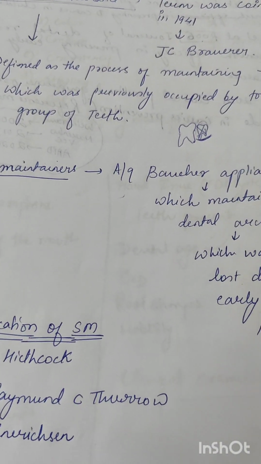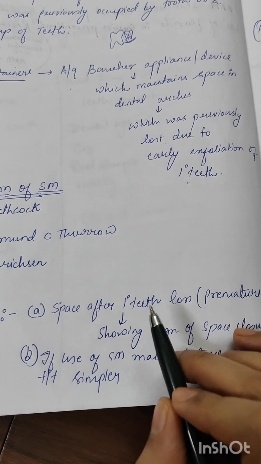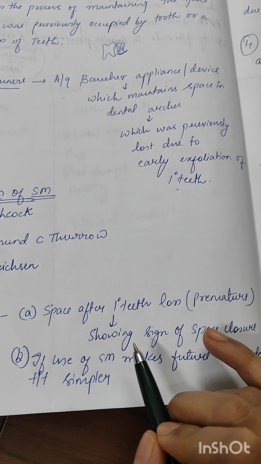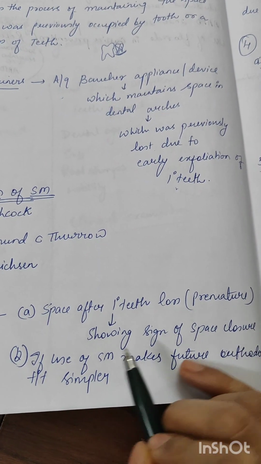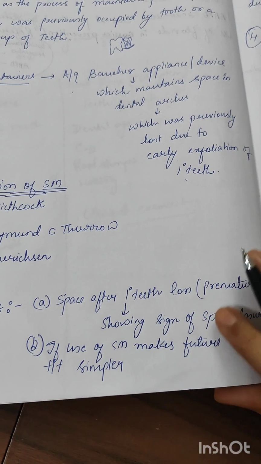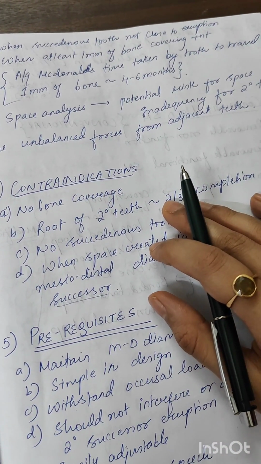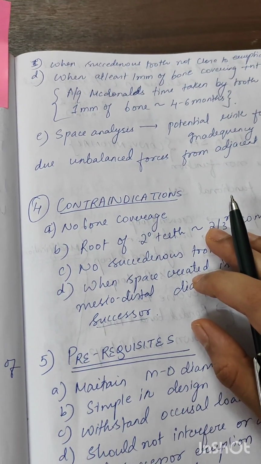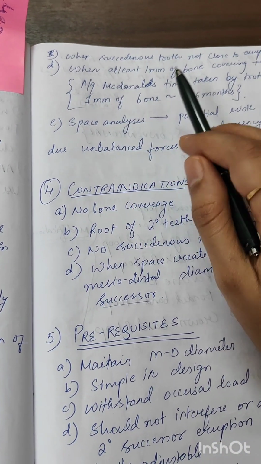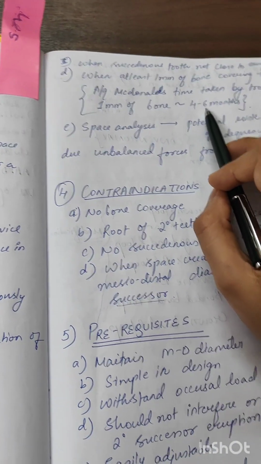Before starting that, we should know what the indications are. Space maintainers are indicated after primary teeth loss, that is premature exfoliation, which is showing signs of space closure. If the use of a space maintainer makes future orthodontic treatment simpler. When the succedaneous tooth is not close to erupting, when at least 1 mm of bone covering is present. According to McDonald's, the time taken by a tooth to travel 1 mm of bone is 4 to 6 months.